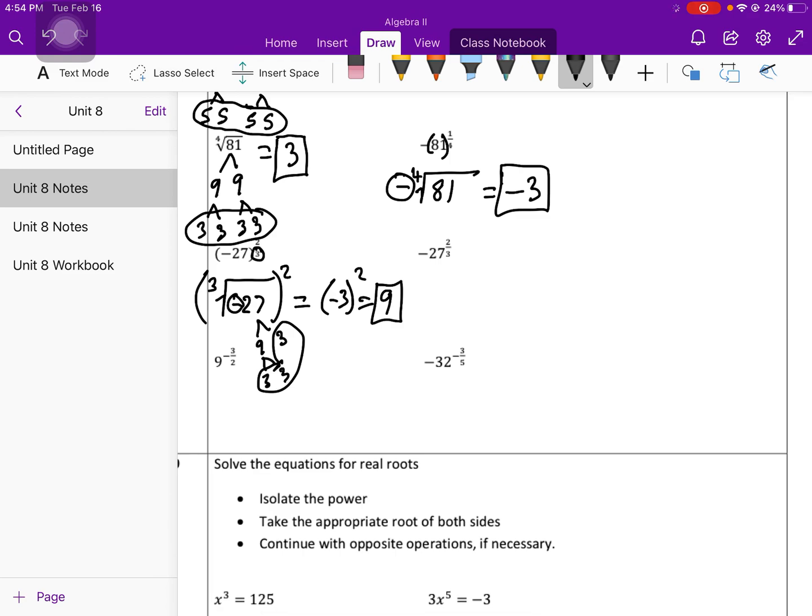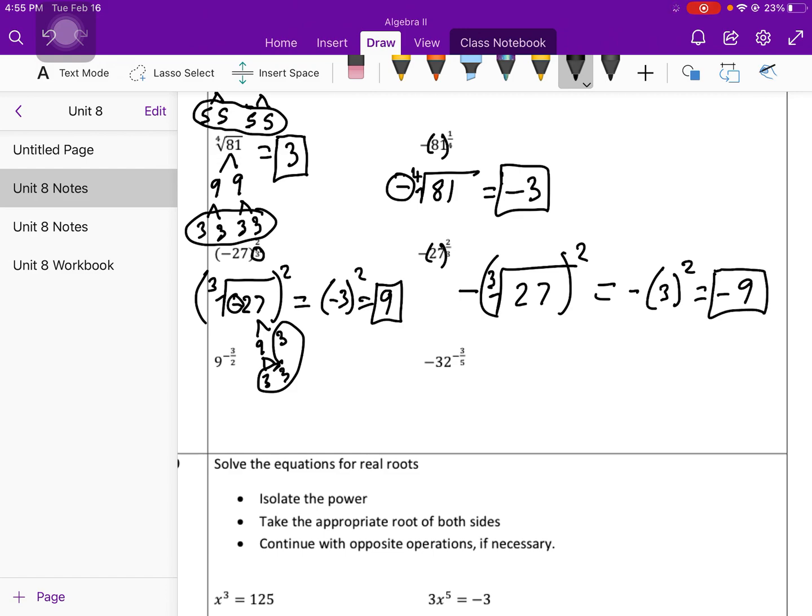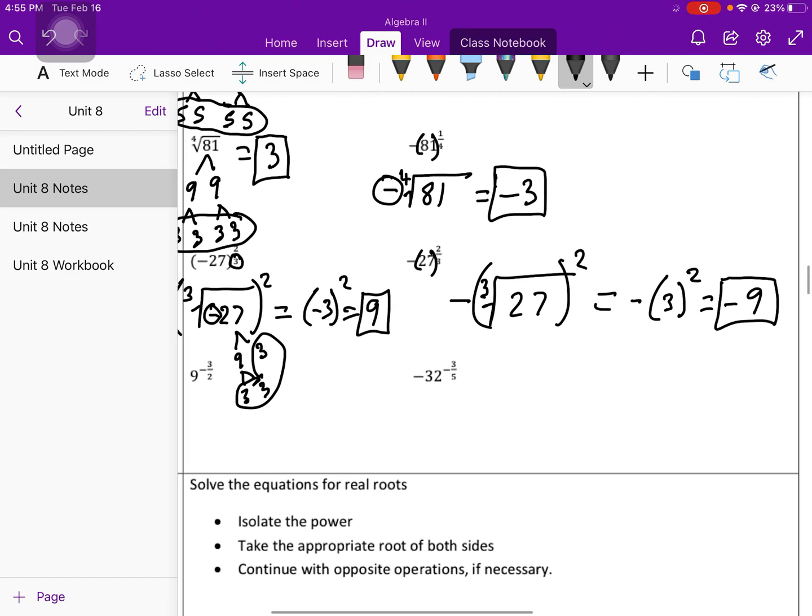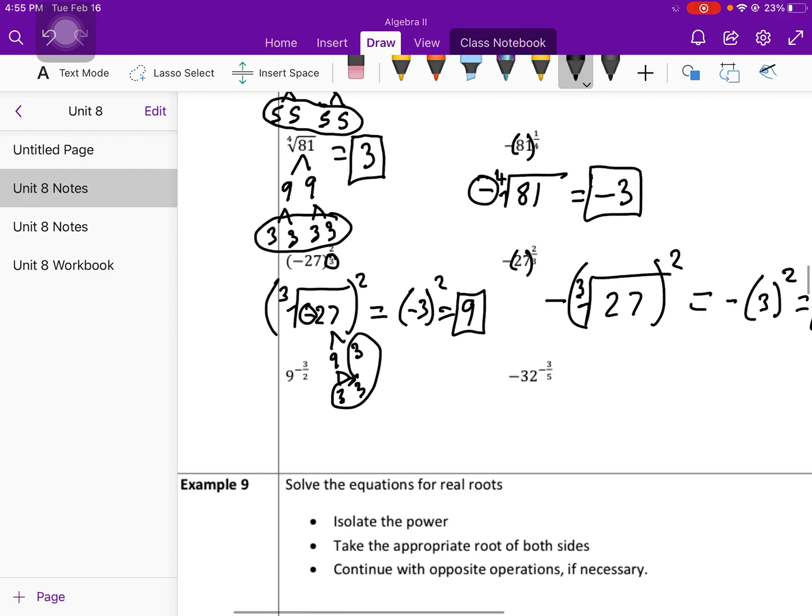This time, though, notice the parentheses is not there, so we have to assume that the 2/3 is only affecting the 27. We're going to keep the negative outside, and then we're going to write the cubed root of 27, and then this part we're going to square. The cubed root of 27, like we just saw, is going to be 3. But now when we square this, we only square the 3, not the negative. So it's going to end up being negative 9 as the answer. You can see how these can be really tricky because we go back and forth with the negatives.